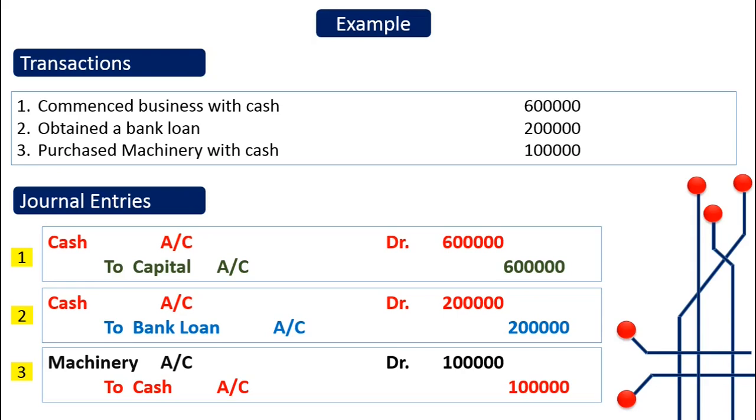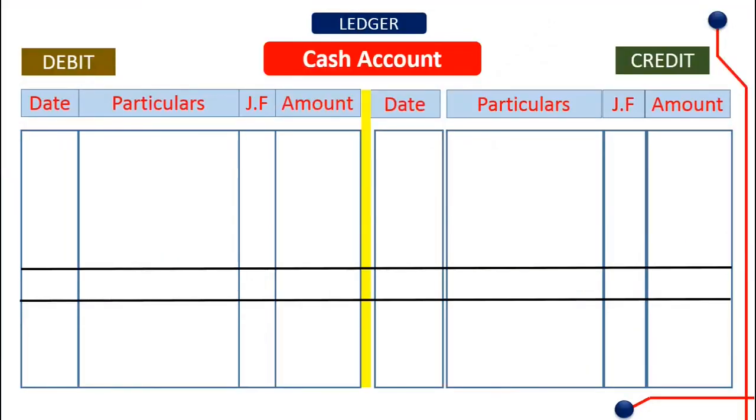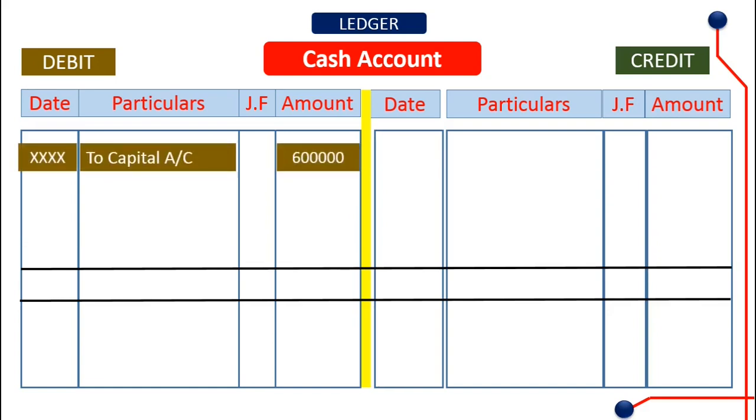Let us create a cash account in the form of a ledger. The first journal, if you recall, is cash account debit to capital account. Since cash account is debited in the journal, therefore we will write on the debit side. But we never mention cash under cash account. We will write the other side of the transaction. In this case, it is to capital account, and the amount was rupees 6 lakh. So we will write to capital account on the debit side of cash account or cash ledger.